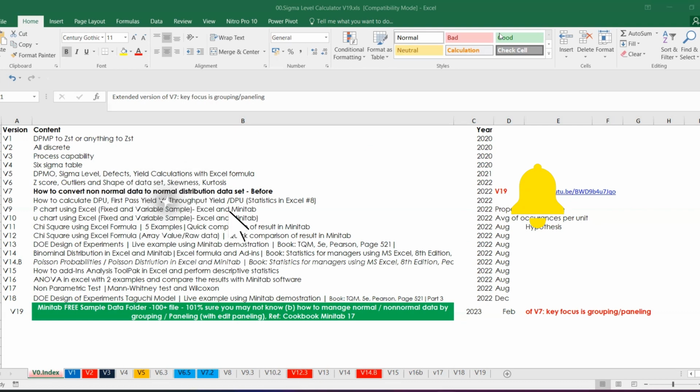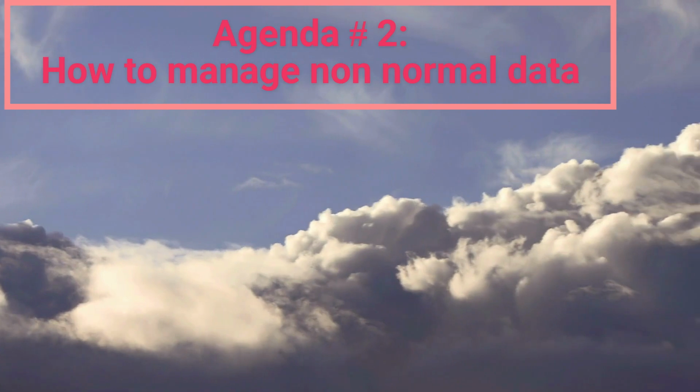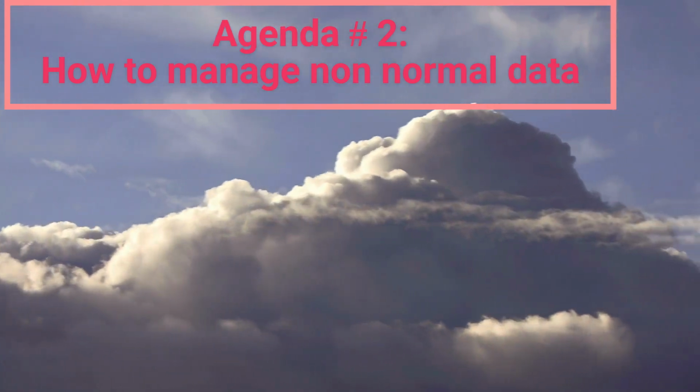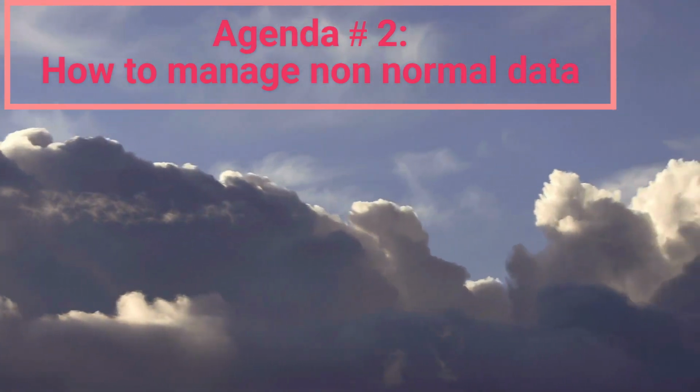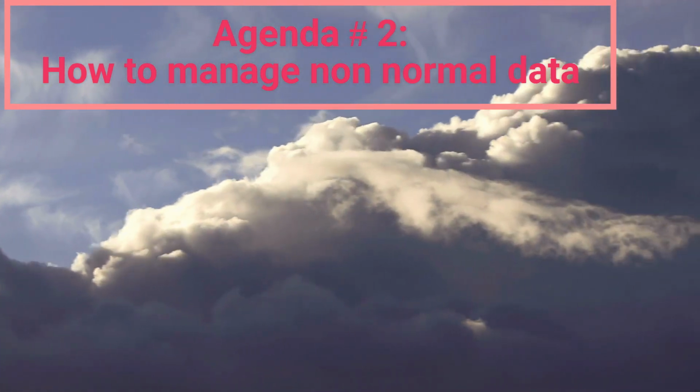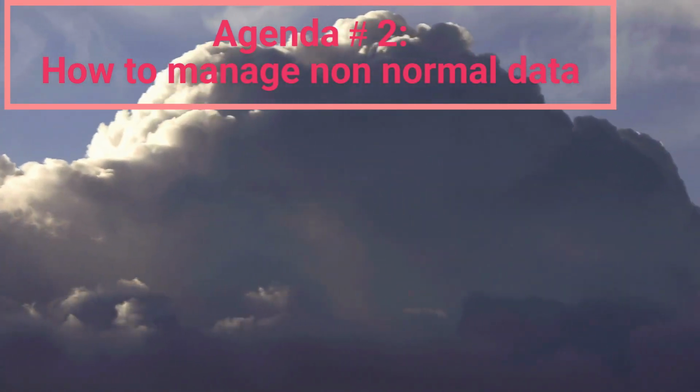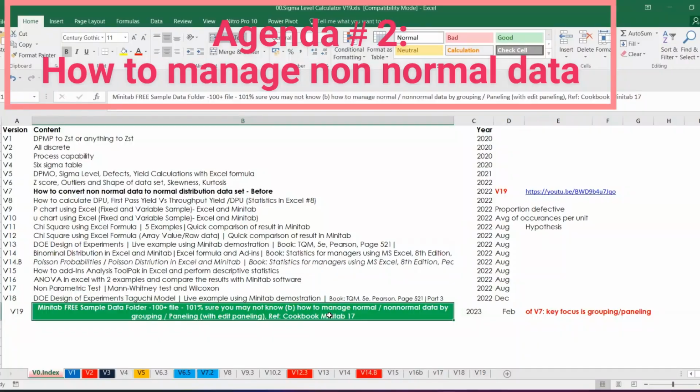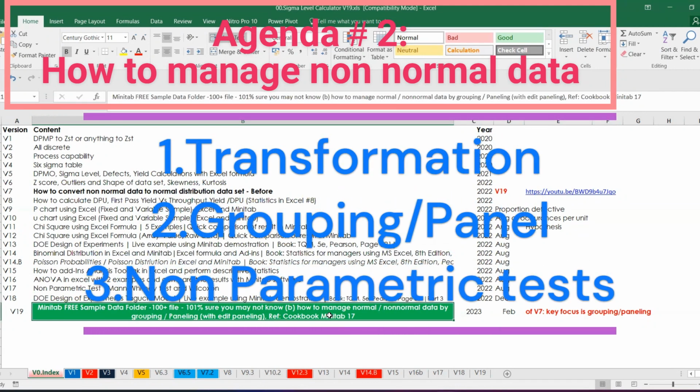Number one. The second agenda we are going to discuss is how to manage the data, whether it is normal or non-normal data. I think we discussed in version number 7 how to convert non-normal data to normal data. To extend that, there are 2 or 3 ways we can manage non-normal data. If the data is very essential and proven to be non-normal and you want to do a conversion, you can do a transformation.